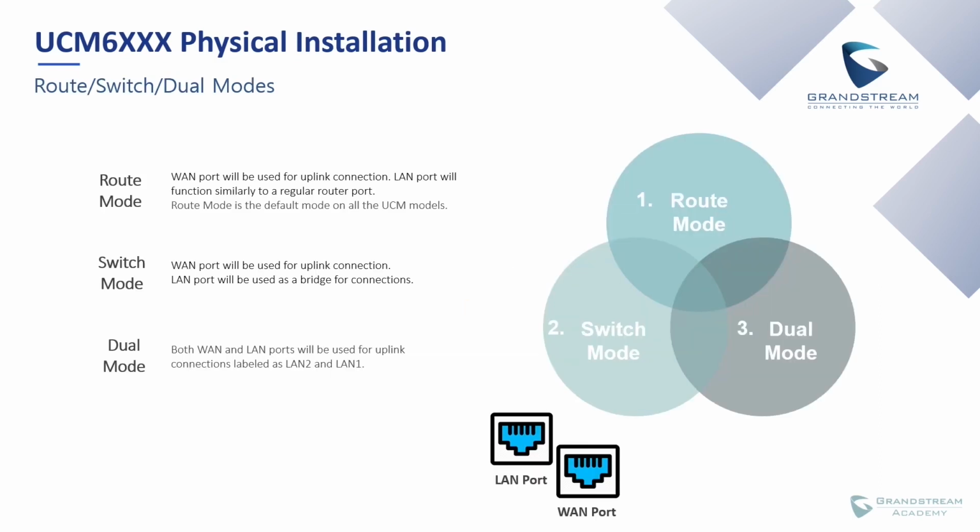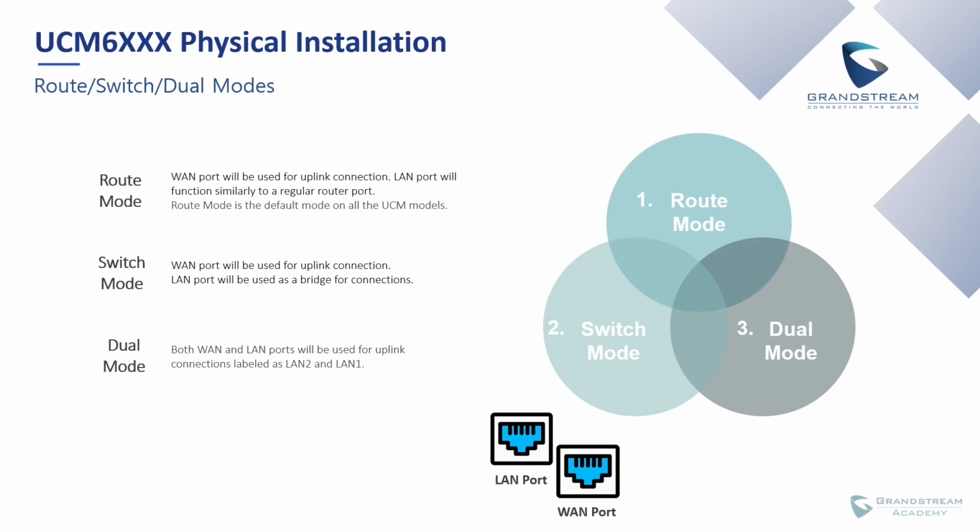There are 3 network methods that can be configured in the UCM, which change the behavior of the LAN and WAN ports. The first one is route mode, where the WAN port will be used for uplink connection and the LAN port will be used for the local area network. In other terms, the UCM WAN port will have a public IP address configured, while the LAN port will provide the DHCP addresses that connect multiple phones and devices in the LAN network.